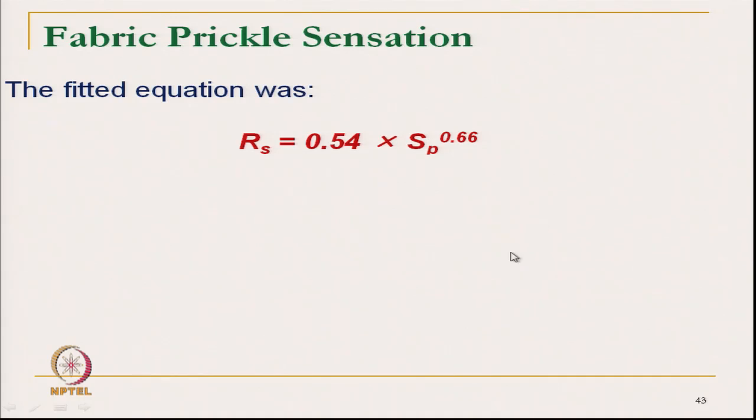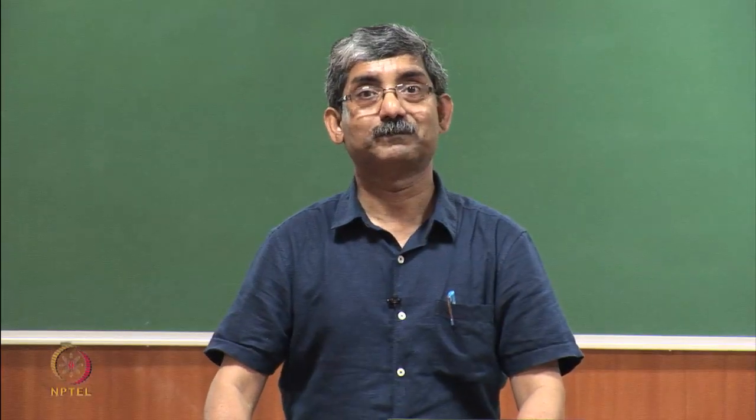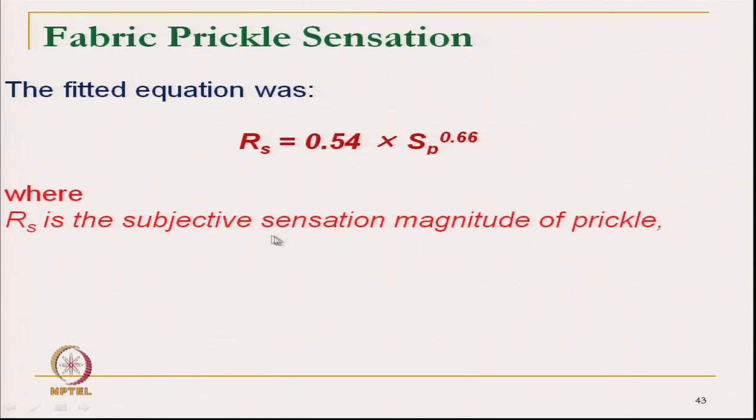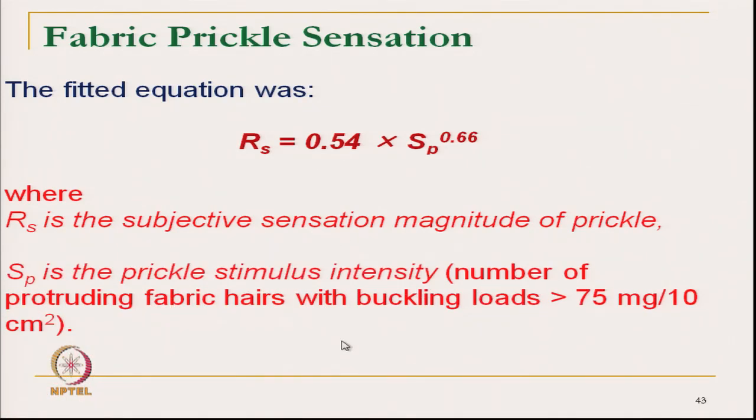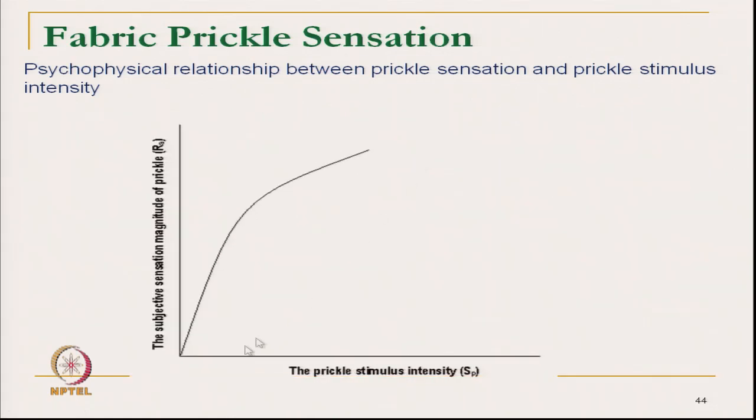With this, it is very closely correlated with the subjective assessment. R S is the subjective response of the prickliness, and this is the prickle stimulus intensity that we have seen. The correlation coefficient here is 0.91, so there is a very good correlation. We can see this type of curve, where the x axis is the prickliness stimulus intensity and here is the sensation of prickliness.